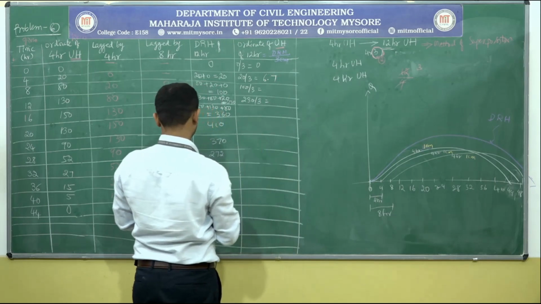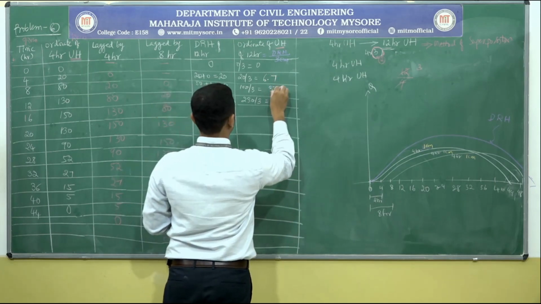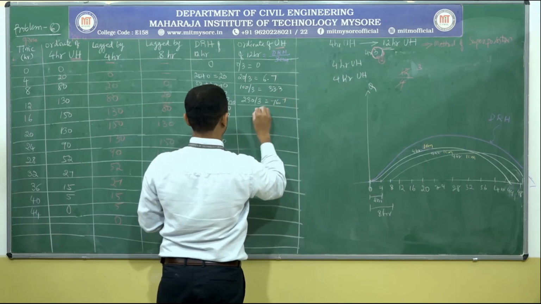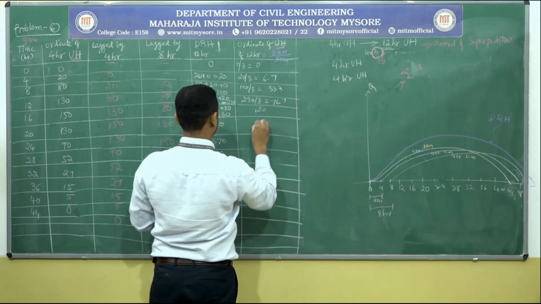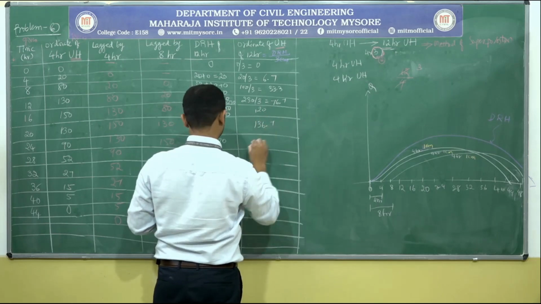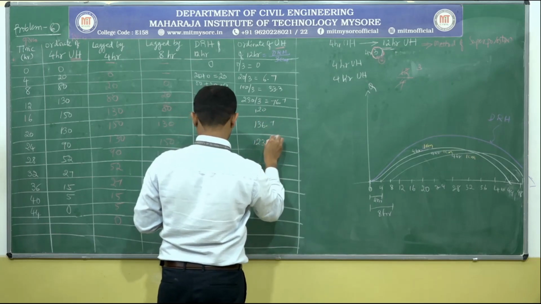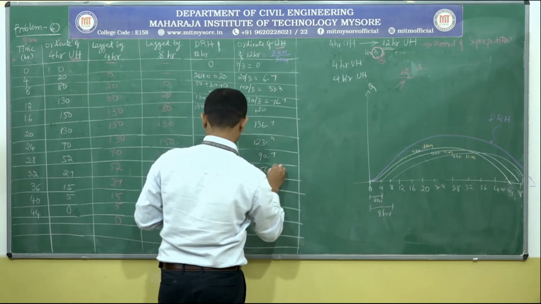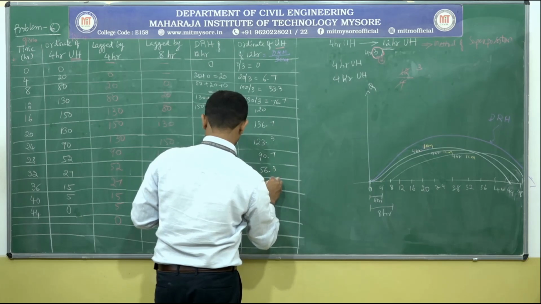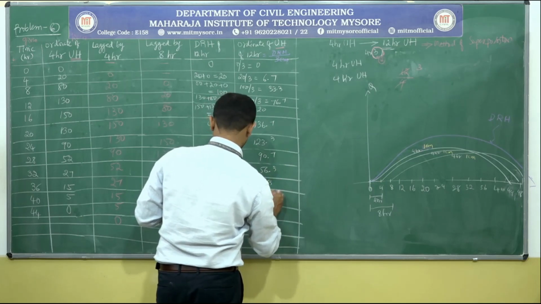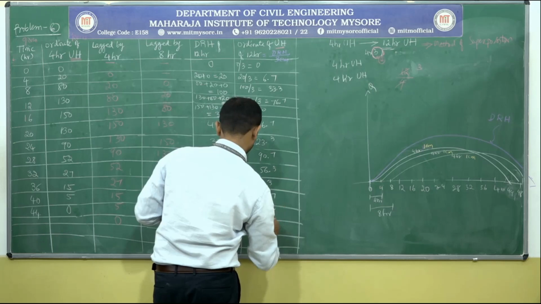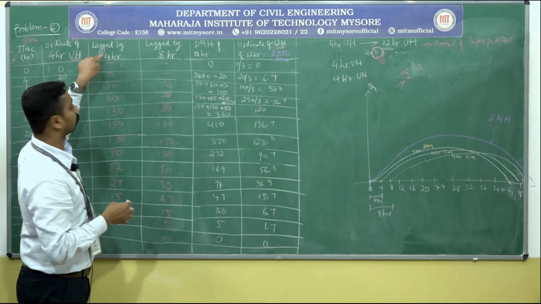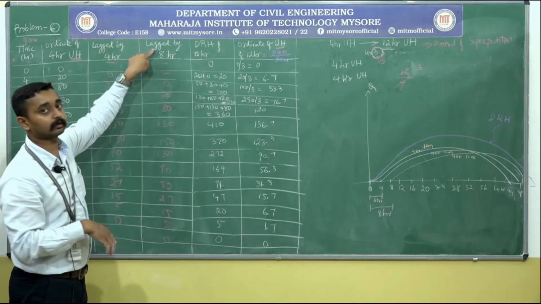6.7, 33.33, 33.33, 76.7, next 120, next 136.7, 123.3, 90.7, 56.3, 31.3, 15.7, 6.7. One 4-hour unit hydrograph, another 4-hour unit hydrograph, and another 4-hour unit hydrograph.